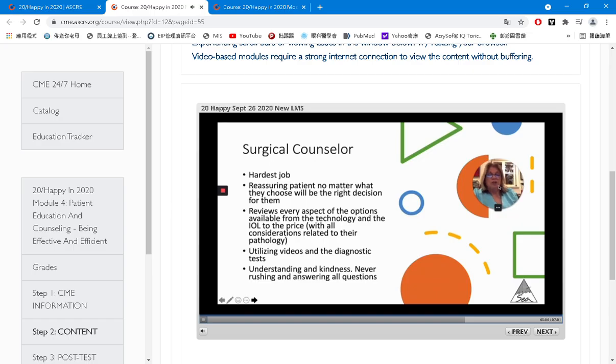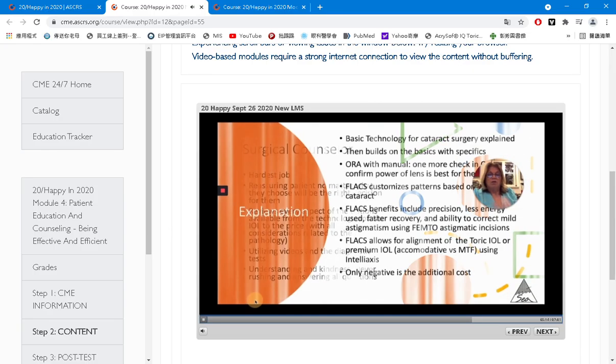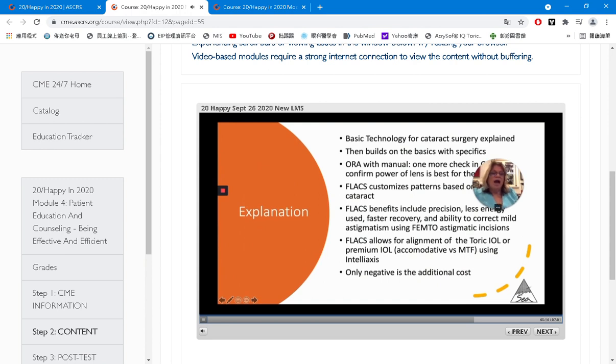She's understanding and she shows them kindness, and she never rushes and always answers all their questions. And she will always be available if they need to call her. So when she explains all this, she has a basic technology talk about cataract surgery that she explains, and she builds on the basics with specifics. She talks about Aura with manual cataract surgery and Aura with the other packages, and she shows them a video about Aura and shows them that it's the real-time reading, and it's the last reading that I do to make sure I pick the right lens, the right power of the lens, or align the lens to the best outcome for the patient.